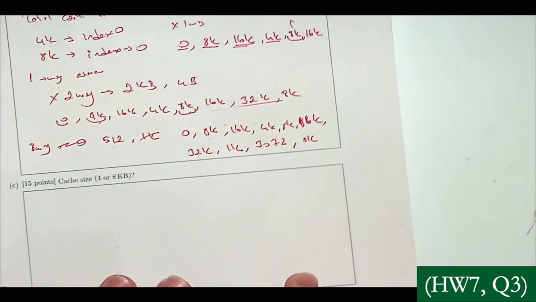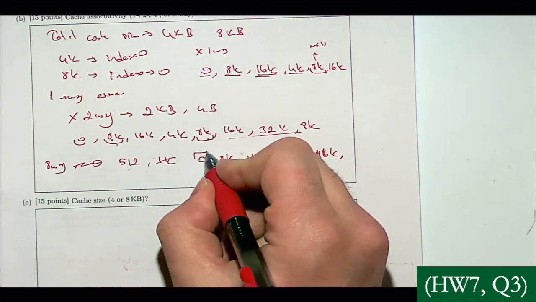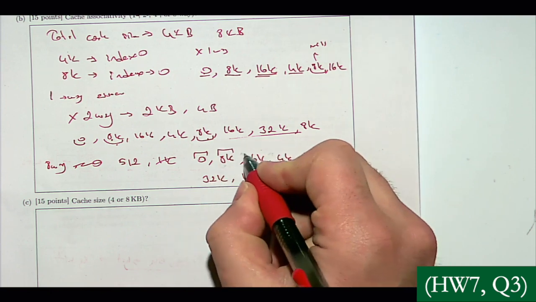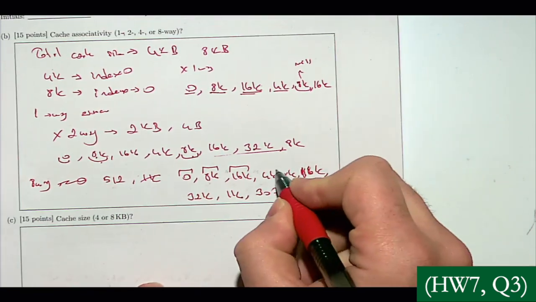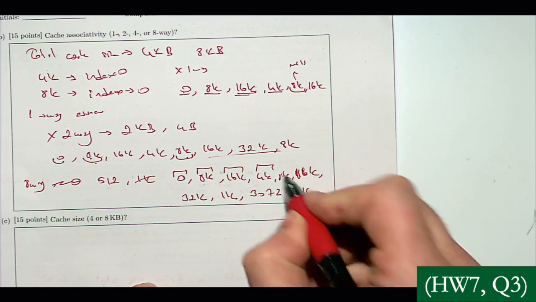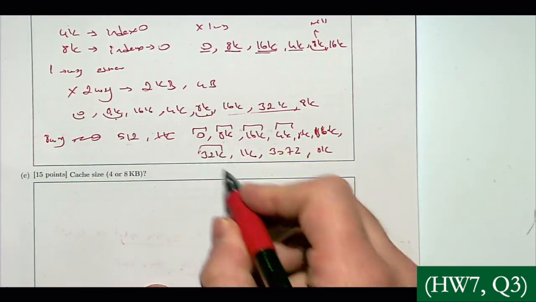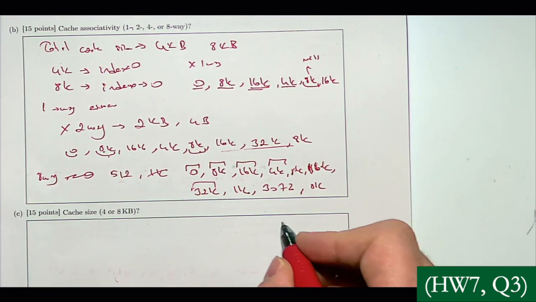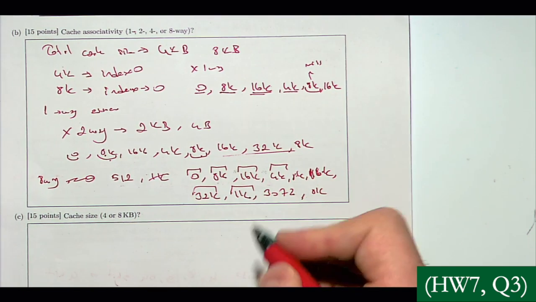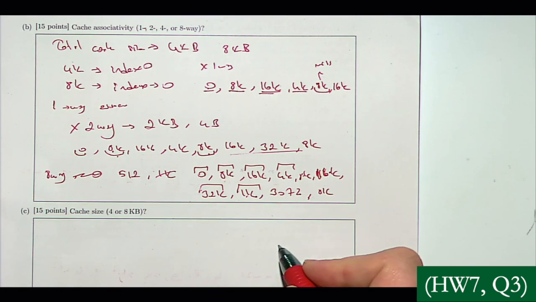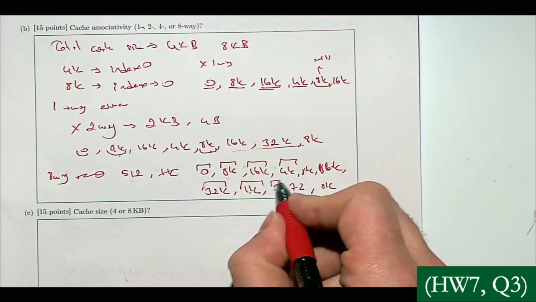So if this was an 8-way, then this would be in cache. Again, this would be. So this is already in cache. This is already in cache. So there's again a space to put it in the cache as well. So there is also still a space to put this 1K address access into the cache.